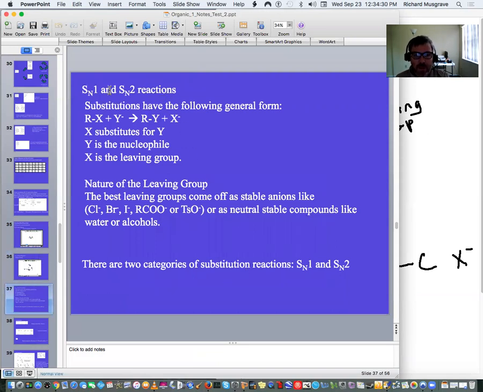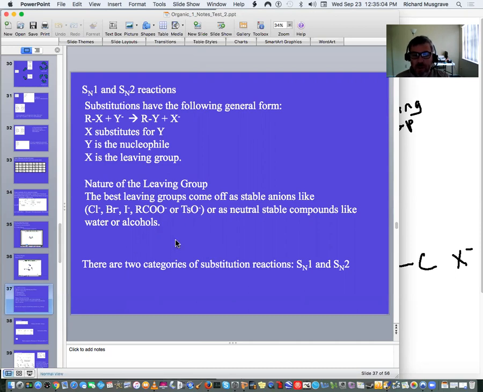Now I'm just going to go through very briefly some of the nomenclature that we talk about. The basic form of any substitution process involves something R bonded to X, where R is anything. Don't worry about what the R is. Usually it's something containing carbon. And then Y minus comes in, replaces the X, and the X leaves as X minus. So the Y substitutes for the X. Y is called the nucleophile, and X is called the leaving group because it's leaving.